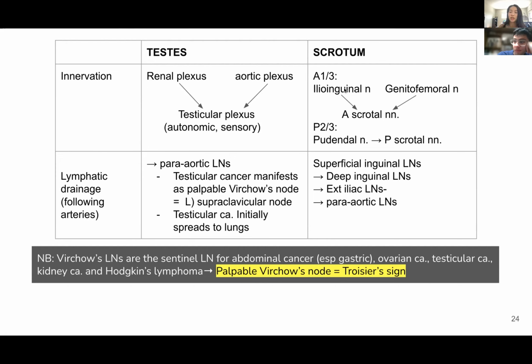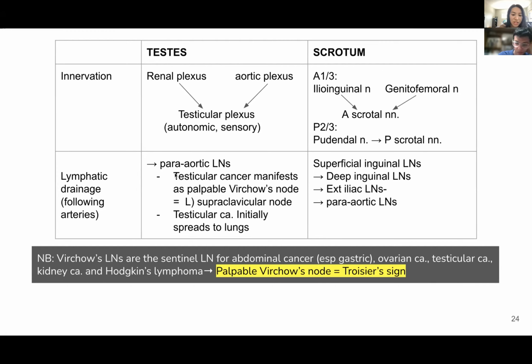So I have a picture of it later, but the anterior 1/3 is innervated by nerves that originate from the ilioinguinal nerve and the genital branch of the genitofemoral nerve. And then there's the posterior 2/3, which is basically the pudendal nerve that turns into the posterior scrotal nerves.